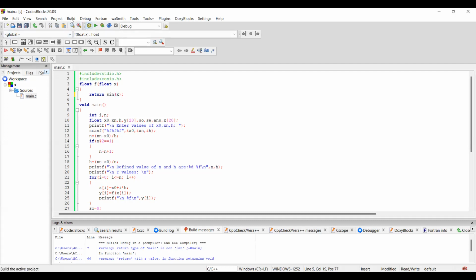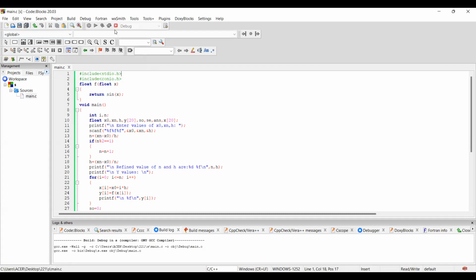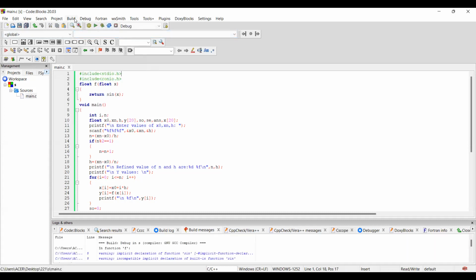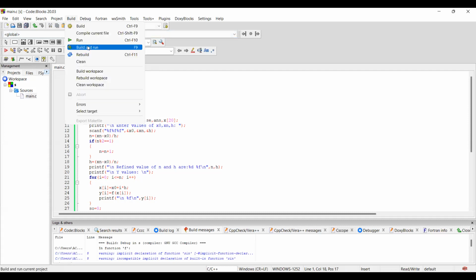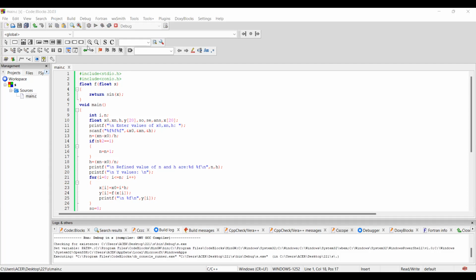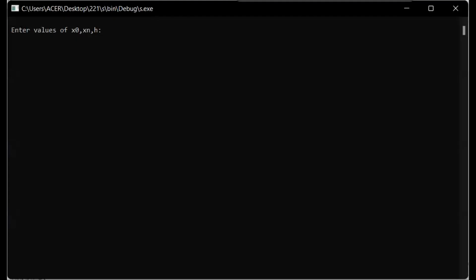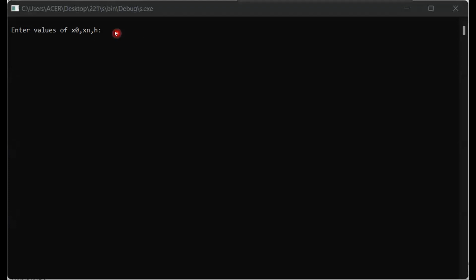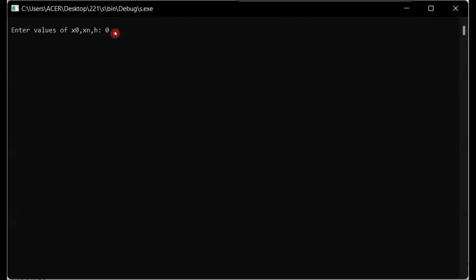And let's build and run the program. So enter the value here. Enter the values of x0, xn, and h. So we're gonna input 0, 6, and 3.